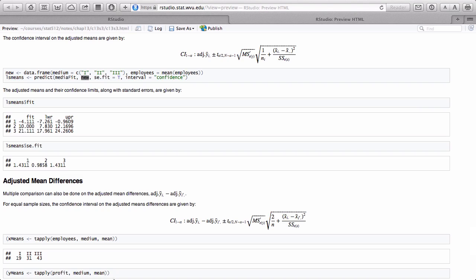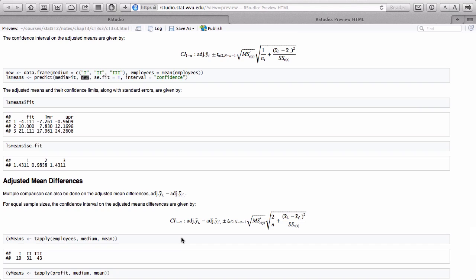Now we can also do multiple comparisons on contrasts. That is, we can look at the adjusted mean for y bar i minus the adjusted mean for y bar i prime. We can look at those two adjusted means and look at the difference, and we can put a confidence interval on it, which is equivalent to testing the hypothesis that there's no difference between each of the possible pairs. So here I'm comparing median 1 adjusted mean to median 2, median 1 to median 3, median 2 to median 3. So in terms of multiple comparisons, this is what I'm doing.